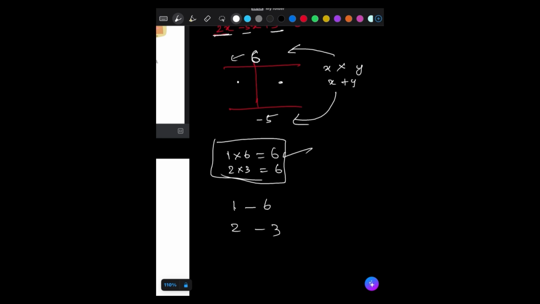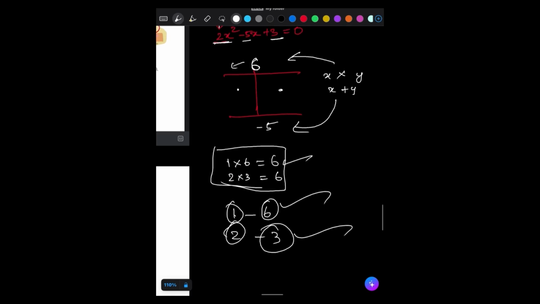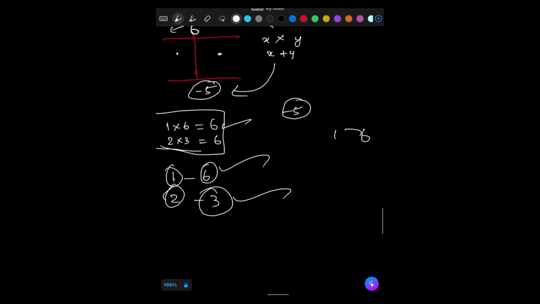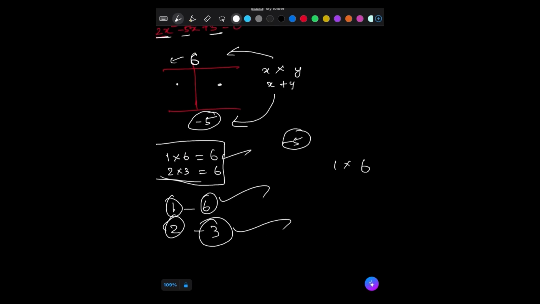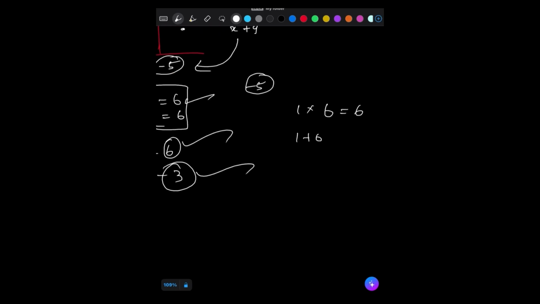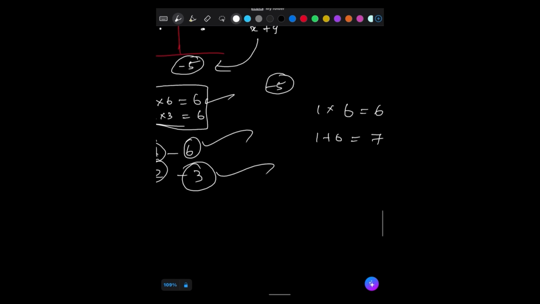Okay, so which two numbers will come, whether it is 1 and 6 or is it 2 and 3? How to find it out? That is why we are going to see the bottom number. We need -5. So if you choose 1 and 6, by multiplying that you will get what? You will get 6. But if you add 1 and 6 you will get 7, but we need -5.